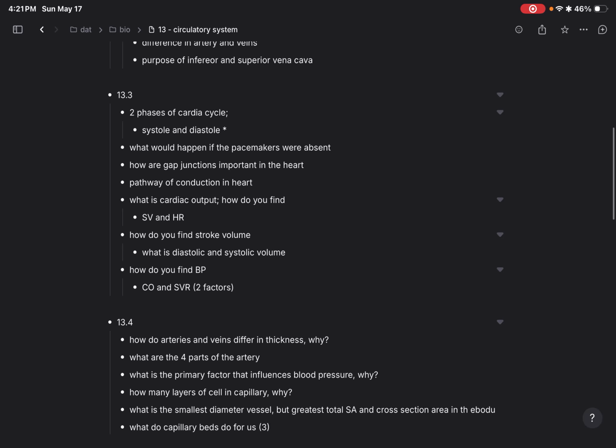What would happen if pacemakers were absent? So pacemakers are what create the stimulus for the heart to beat. And if that were to happen, the heart would not be able to beat properly. It would not be good. I think that's all I really have to say. Yeah, no synchronized heartbeat.